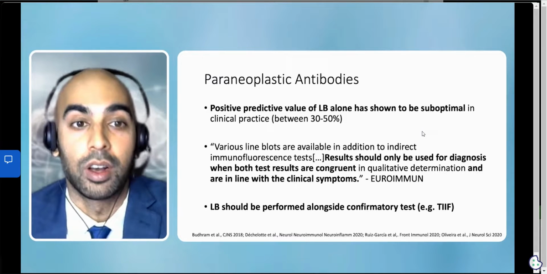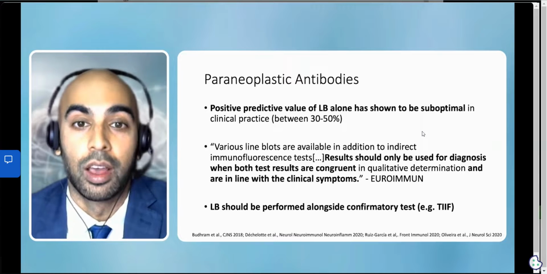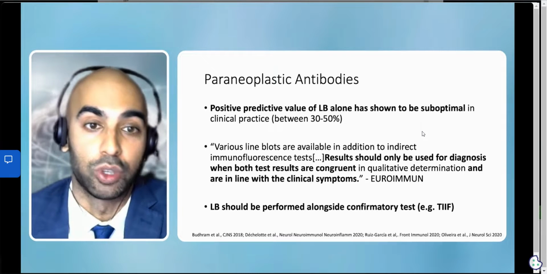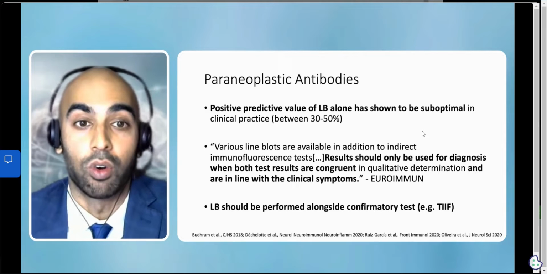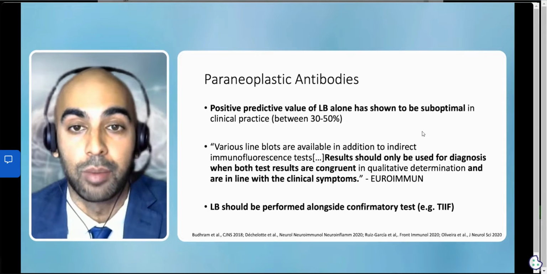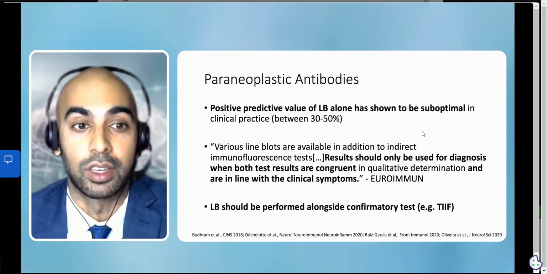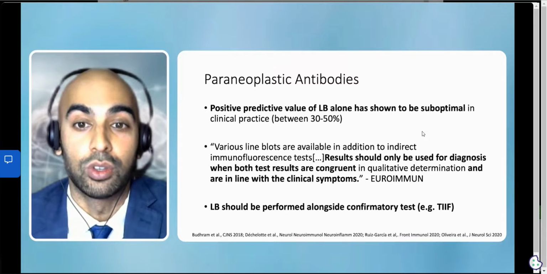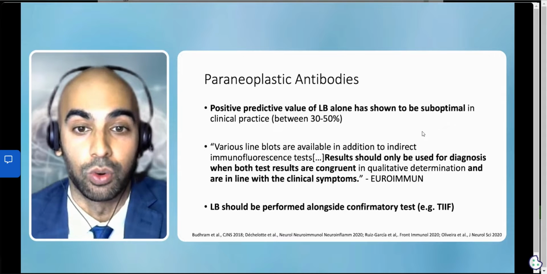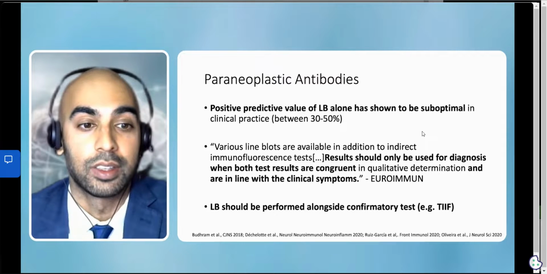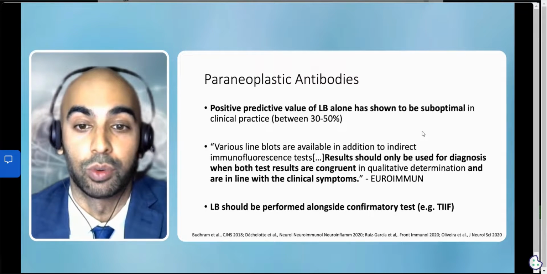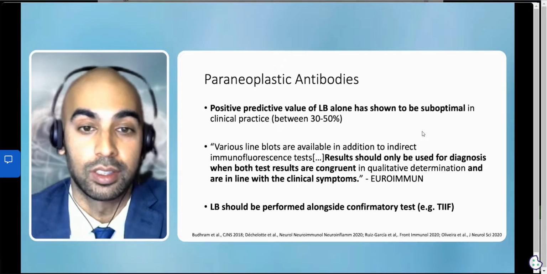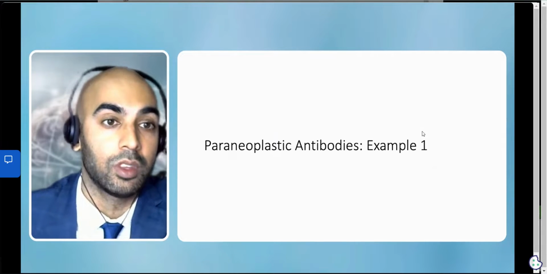However, very importantly, the positive predictive value of line blot alone has been shown to be suboptimal in clinical practice, between about 30 to 50%. That means that over half or more than half of the time, you may encounter a false positive if you use this assay alone. And Autoimmune has highlighted that there are various line blots in addition to indirect immunofluorescence tests, and results should only be used for diagnosis when both test results are congruent and are in line with the clinical symptoms. Which is very important. So that is to say, line blot should be performed alongside a confirmatory test, such as brain tissue indirect immunofluorescence, as highlighted by Autoimmune.